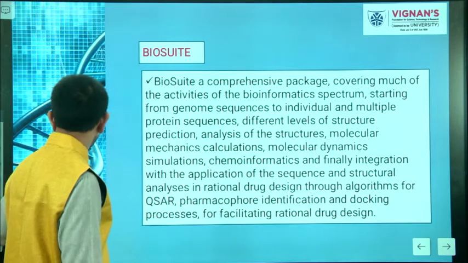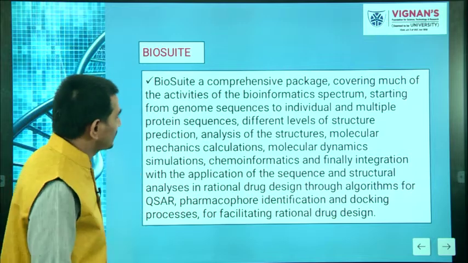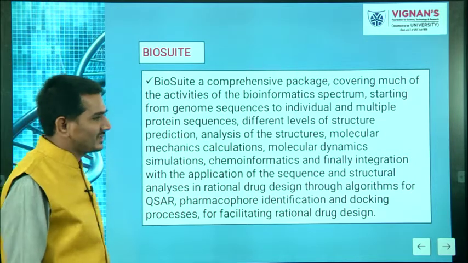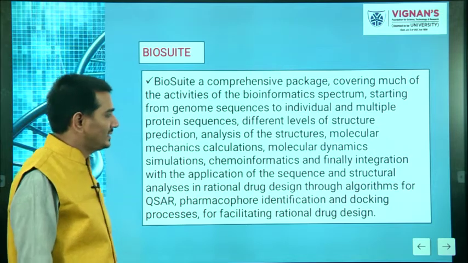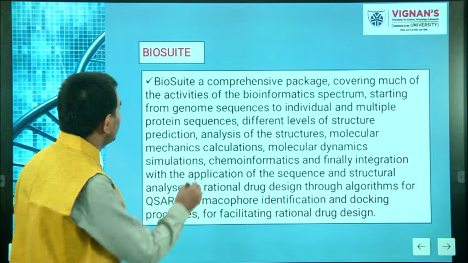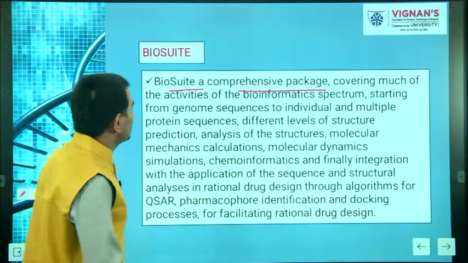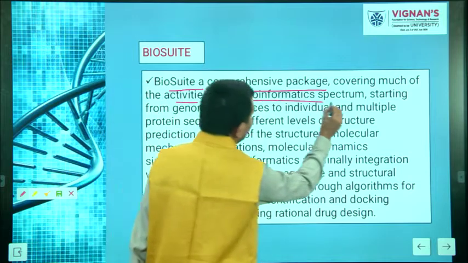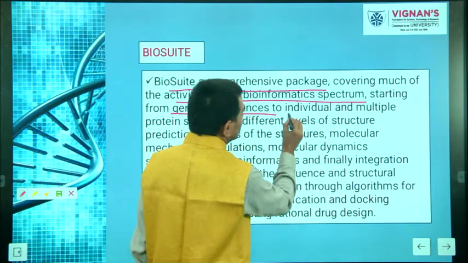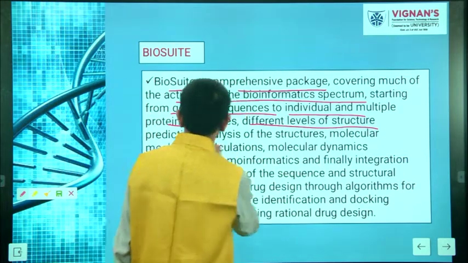And next, Biosuite is a comprehensive package of software tools which has four important modules, which include sequence analysis, building structure, carrying out simulations, and the fourth module is drug design. So here, Biosuite is nothing but a comprehensive package covering much of the activities of the bioinformatics spectrum, starting from genome sequence to individual and multiple protein sequences, different levels of structure prediction.